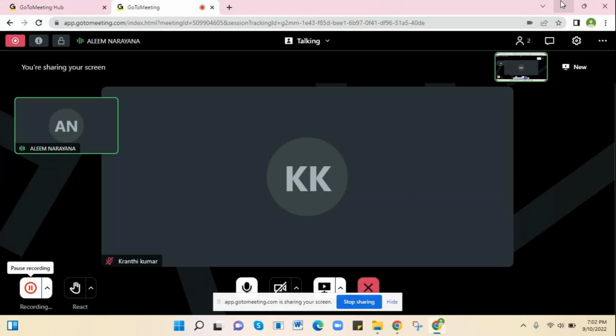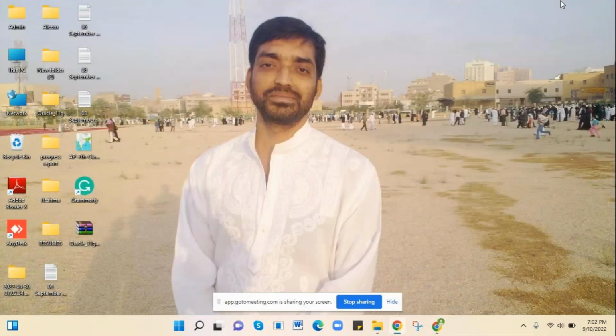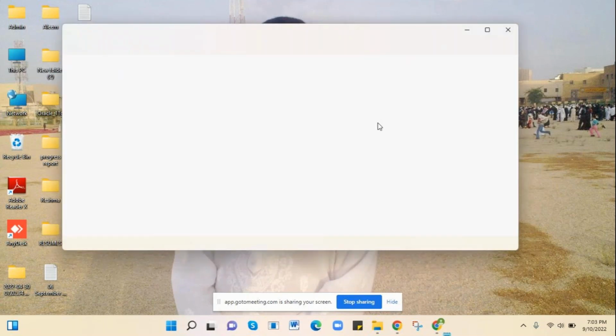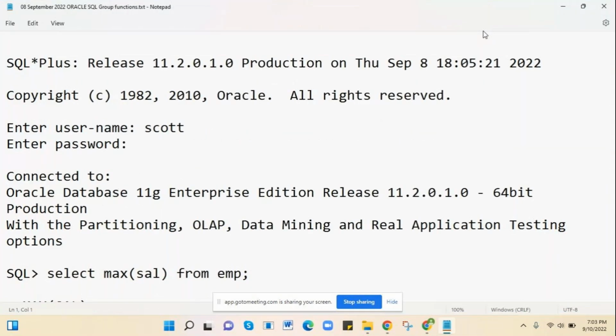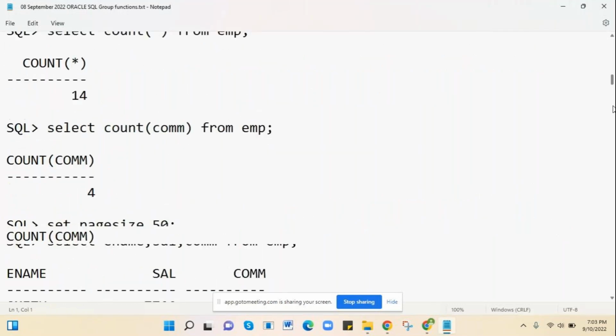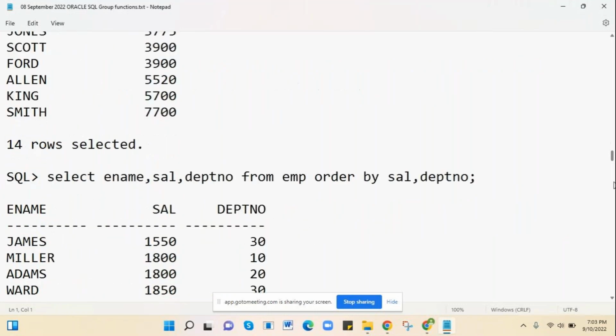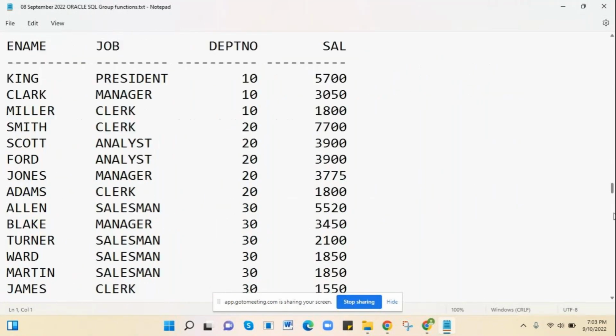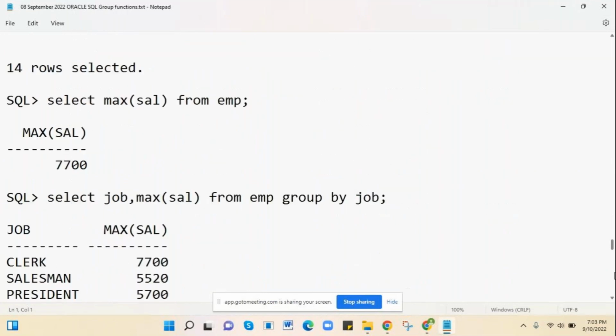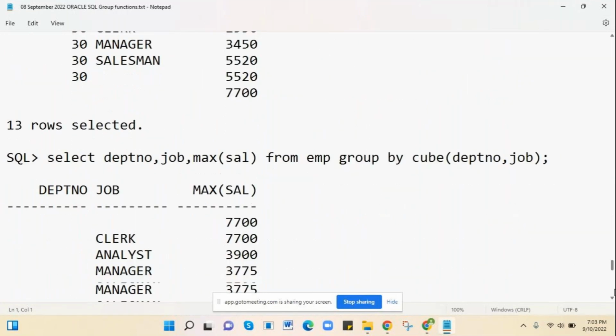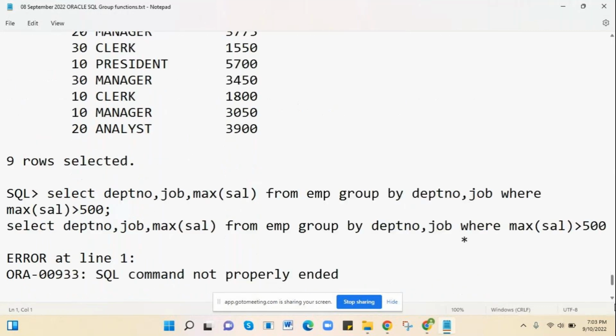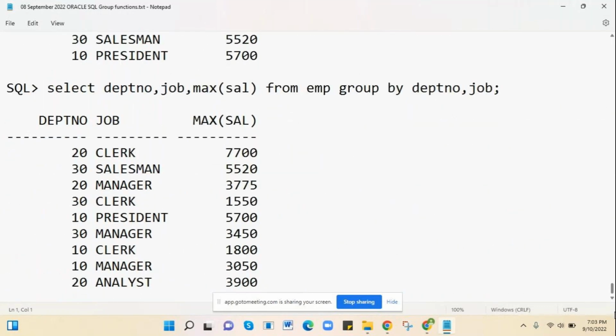What was our last topic? It is eighth, right? Eighth. Okay. Did we complete cube roll up? We covered having also, right?